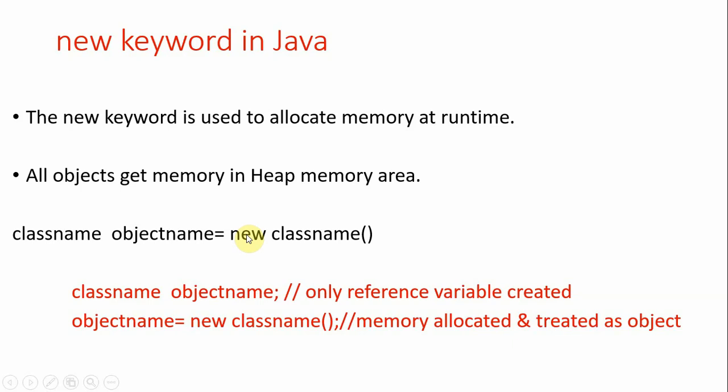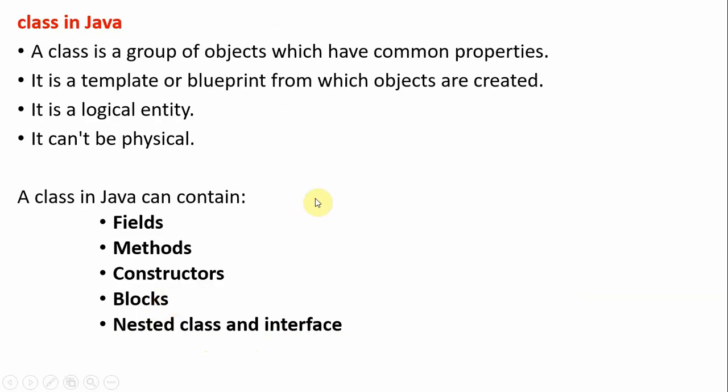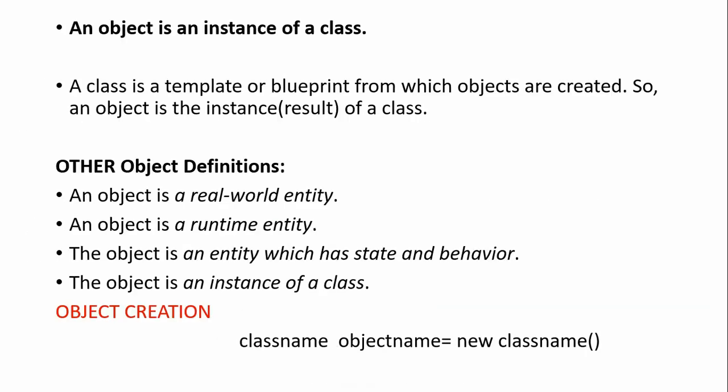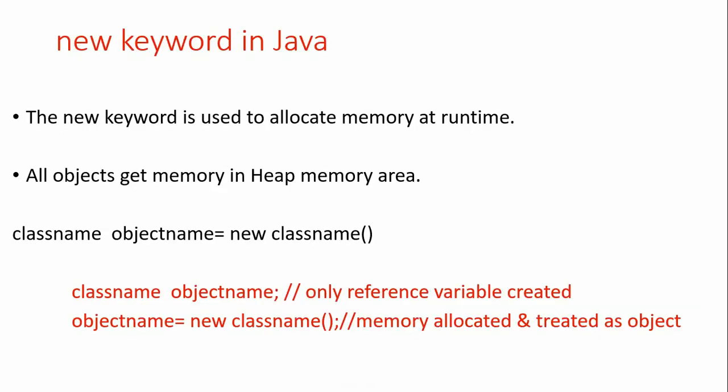When we split this statement into two parts, the first half is called reference variable creation. In the second half, whenever you use the new keyword, it allocates memory to the object, and then we can treat the object name as an object of the class name. Okay, that's the thing. So that is about an object: object definition, characteristics, different definitions, creation, the new keyword and all.